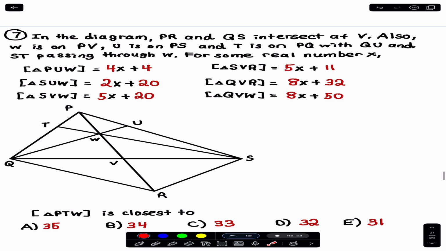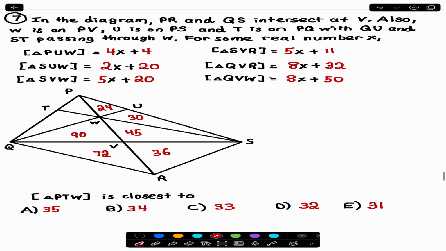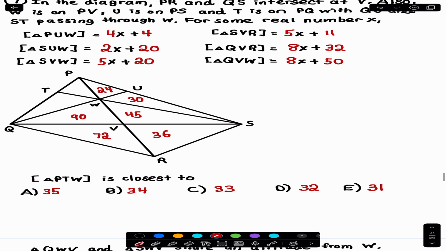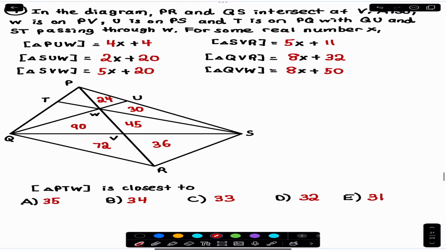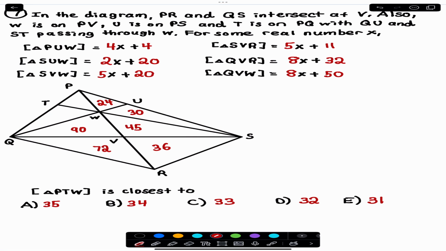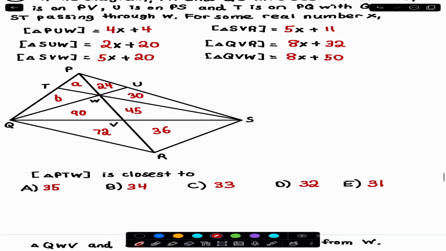So I've already done that to the side. So I got these numbers: 24, 30, 45, 90, 72, 36, and that's it. We were only given 6 areas. Now I think would be a good time to add in a variable, since we don't know what the area of triangle PTW is. That's the one we're trying to find. Let's call that A, and let's call this B, since we're not given what it is as well.